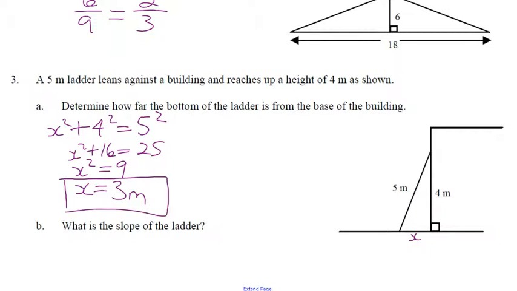Why don't I go with -3? Because in the context of the situation, it has to be a positive number. It's a positive distance. How far? Distance.